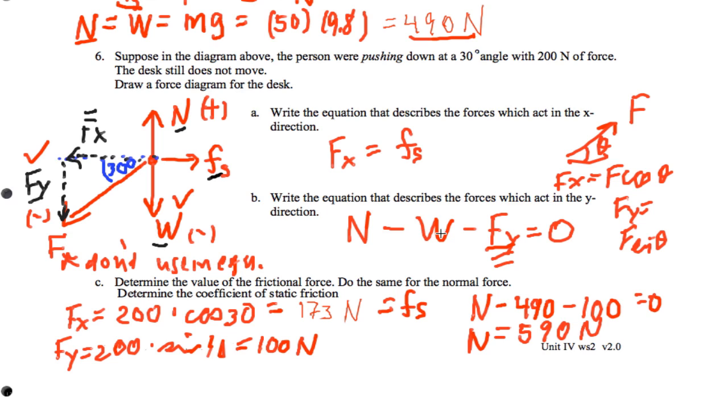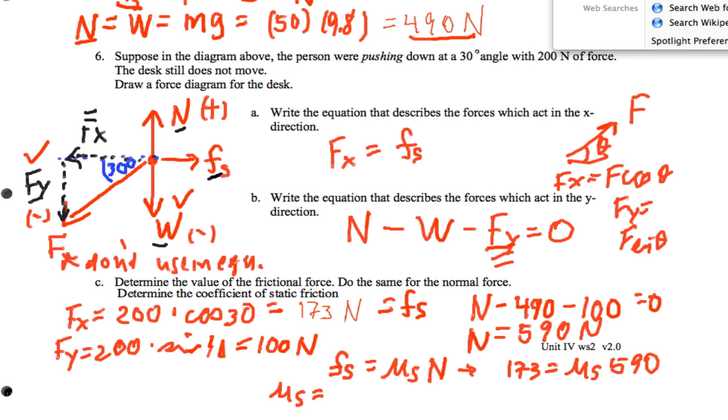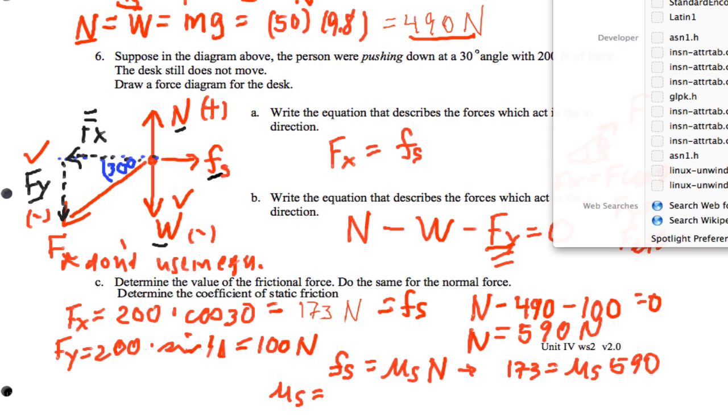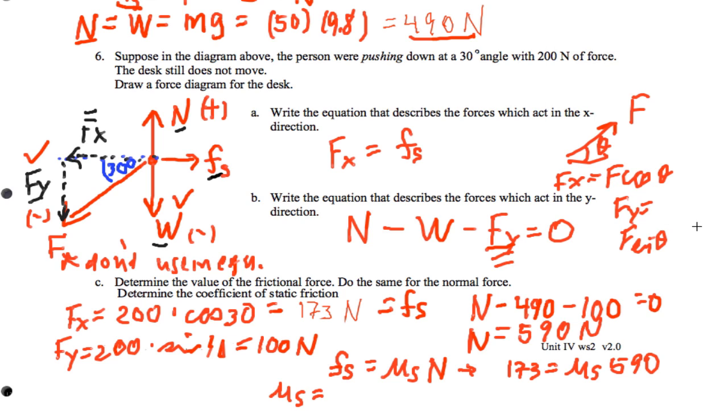Now, let's go ahead and get the coefficient of static friction in this case. So I'm going to use Fs equals mu static times the normal force, and that's going to work out to be here 173 equals mu static times 590. And when we work that out, we're going to get mu static equals 0.29.